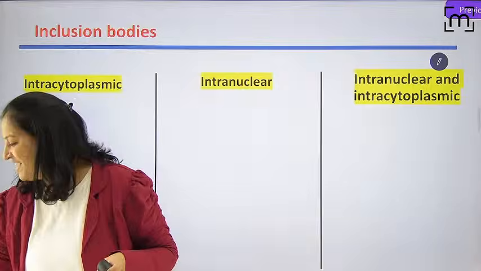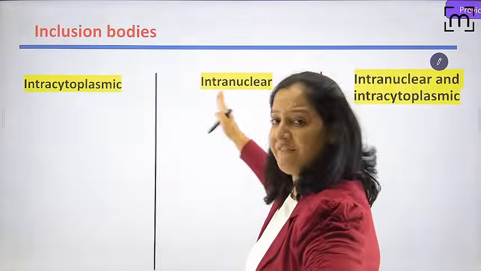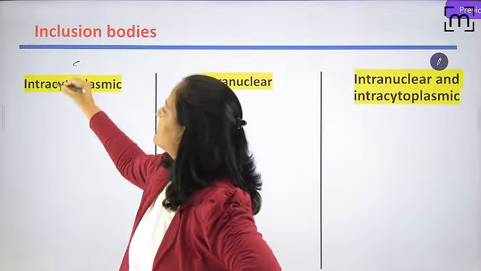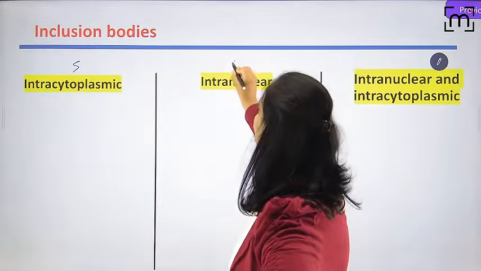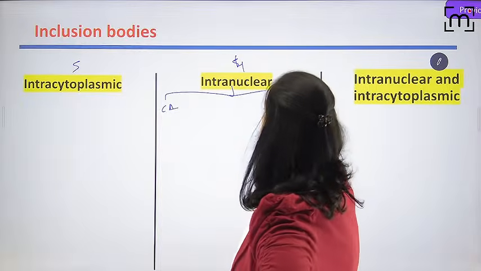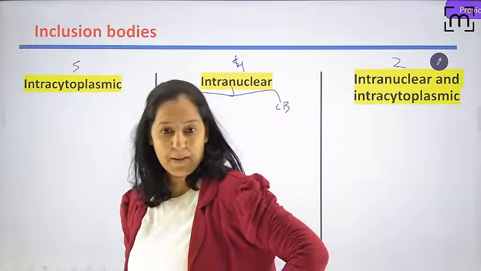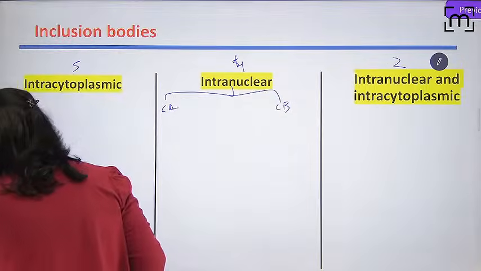Can you help me in filling, people? Chalo, we will revise quickly. Let's see who was attentive. Come on, chalo. The 3 types of inclusion body. Tell me 5 examples in intracytoplasmic. Tell me examples in intranuclear: Cowdry A, I'm sorry, 4 examples over here, Cowdry A and Cowdry B. And tell me 2 examples over here. So total 11 examples will be there. Come on, we will try together.